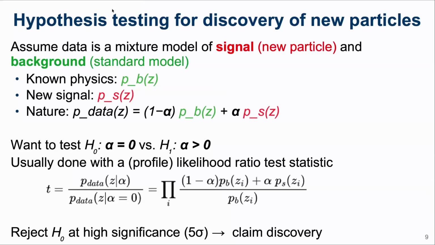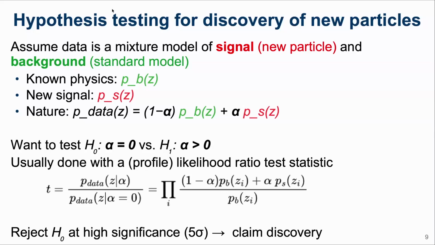The way we typically try to claim a discovery of a new particle is in this statistical formalism of hypothesis testing. We assume the data is a mixture model of your signal, which is the new particle, and the background, which is essentially everything else, so in this case, the standard model. What you care about is the mixture fraction, alpha, which is how much of the data is the signal versus the background. Is that 0 or not? That's the question you're trying to answer: whether there's this new additional component in the data, the signal distribution.